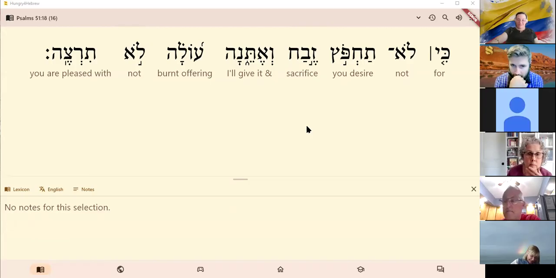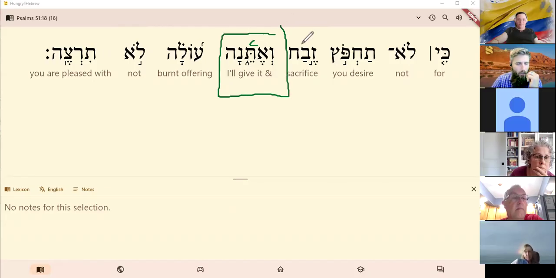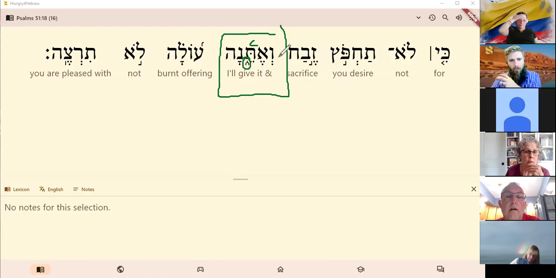כי לא תחפוץ זבח ואתנה עולה לא תרצה. Lo tirtseh. This one right here is in pausal form. How do you read it? ואתנה, with a tzere? Very good. Ve'etena. So it's because of the pausal right here that it turns from ve'etena into ve'etena.